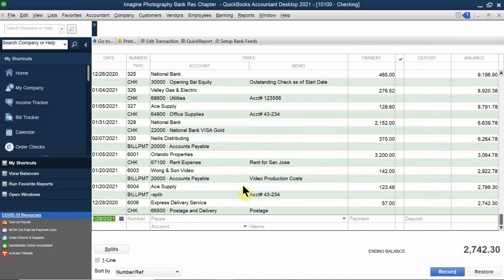So then in this case, you're going to see that for my checking account for the 28th. Okay, let's see, 28.